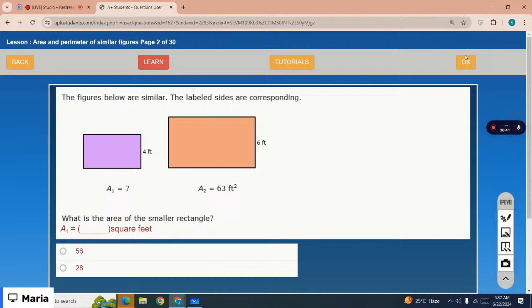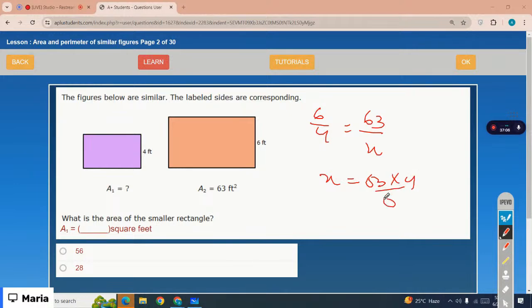The figures below are similar. The labeled sides are corresponding. What is the area of the smaller rectangle? So let's just equate them. That is 6 over 4 equals 63 over x. So x equals 63 times 4 over 6. So which is the correct option?